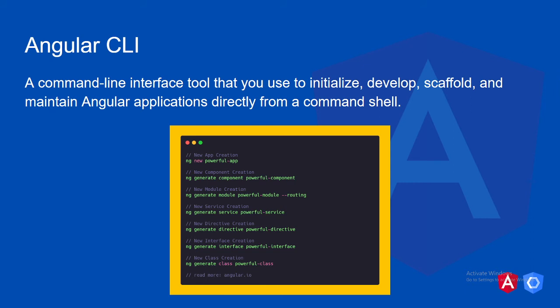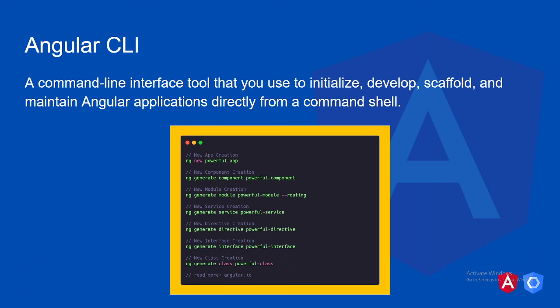If you write this command and press enter, it will ask you some questions, like whether you want to add routing in your app. The second question will be which type of styling you want in your app, like CSS or SASS. These are the different types, so you can select any of them as per your needs.